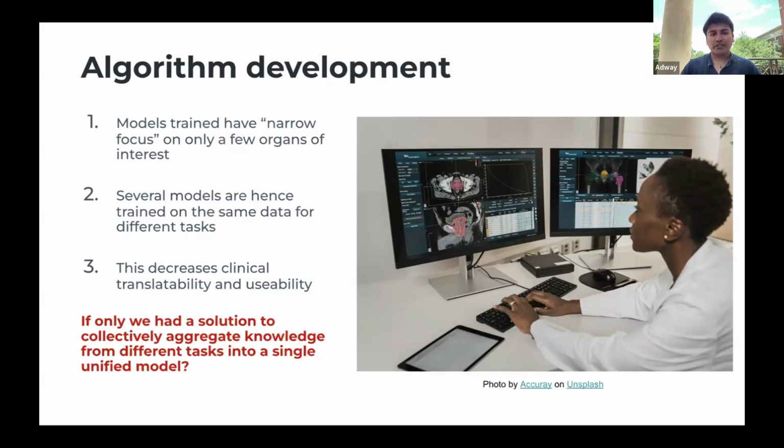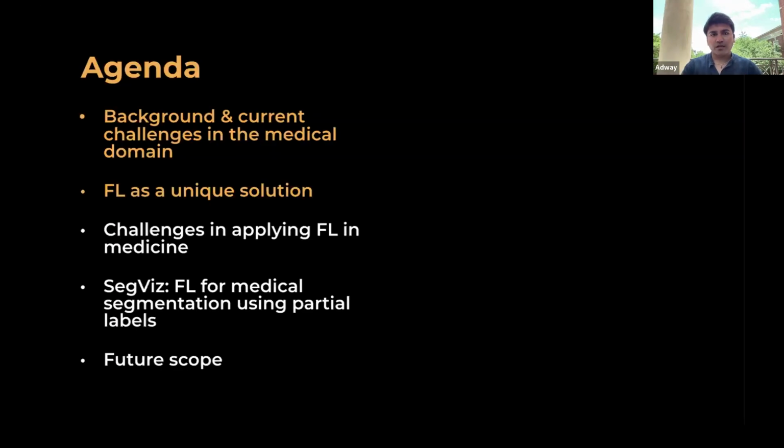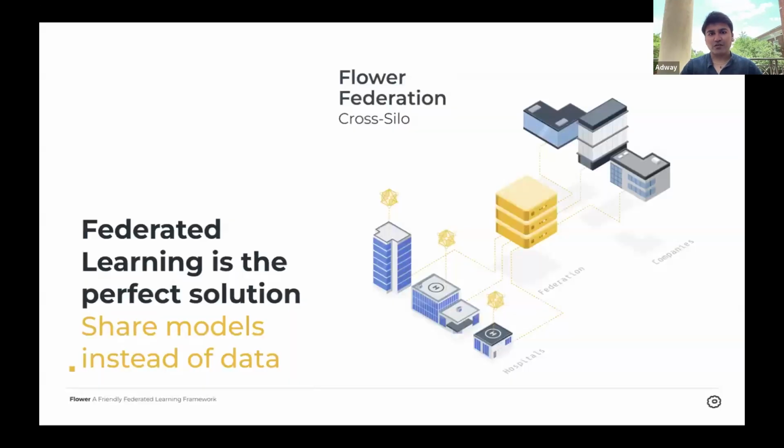So the next obvious question is, do we have a solution that can collectively aggregate knowledge from different tasks into a single unified model that you can use to perform all the tasks together? And that brings me to the next chapter, which is FL as a unique solution. And so the answer is yes. Federated learning is the perfect solution for this problem.